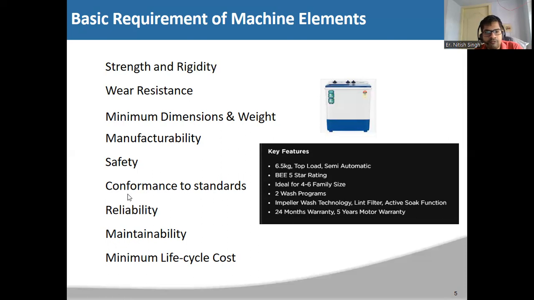Then conformity to standards, which standards are followed, and being reliable, maintainable, and having minimum life cycle cost. All these elements are researched by engineers. Then I decide what features to provide the customer, what the warranty is, and everything.